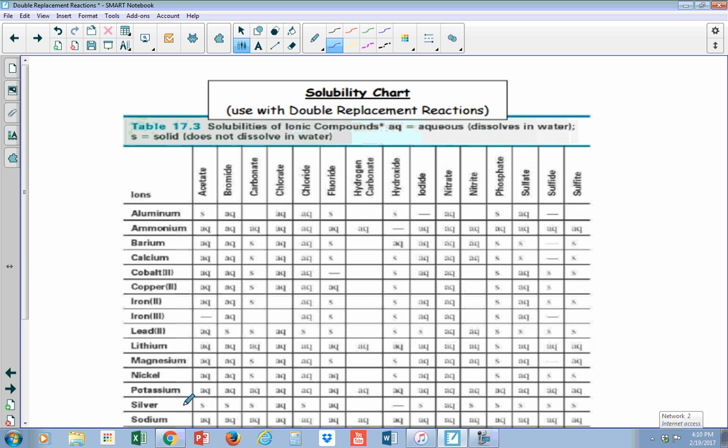Here's a big table. You don't have to memorize it. It's in the book. Maybe we'll paste one in here. Basically, it says that if you mix these ions with these anions over here, are the products going to be aqueous or will they be solid? And that's going to pretty much tell us whether or not there was a reaction. So we're looking for reactions to have solid products. Let's take a look at one here.